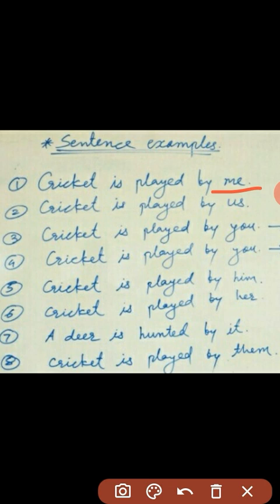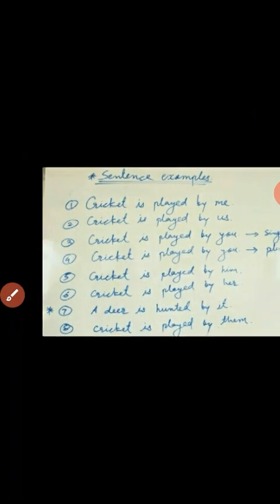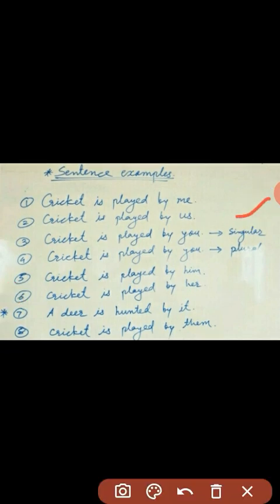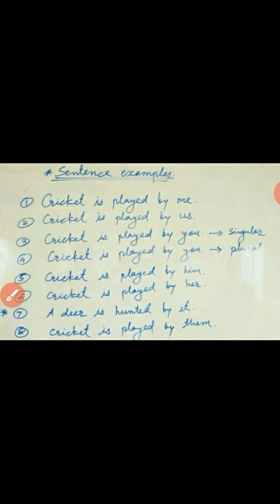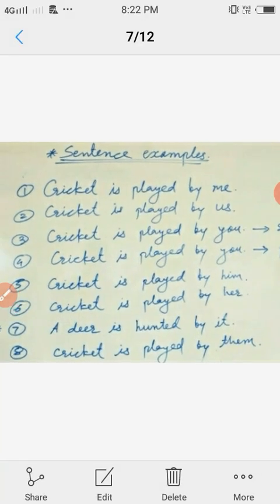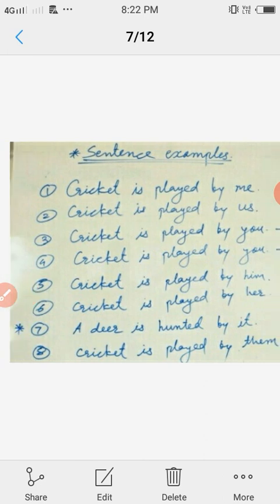Next example, cricket is played by us. Which is the pronoun over here? Us. Let's go ahead. Cricket is played by you. Next, cricket is played by you. The first one, you, is singular, and the next is plural. I have mentioned over here singular and plural. Let's go ahead. Fifth example, cricket is played by him. Which is the pronoun? Him. Right?